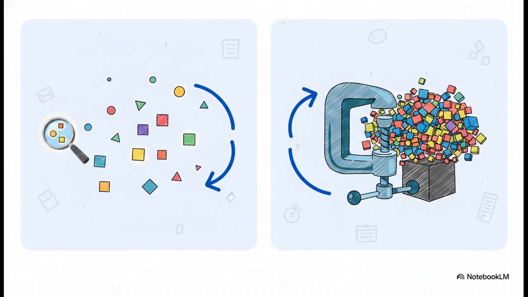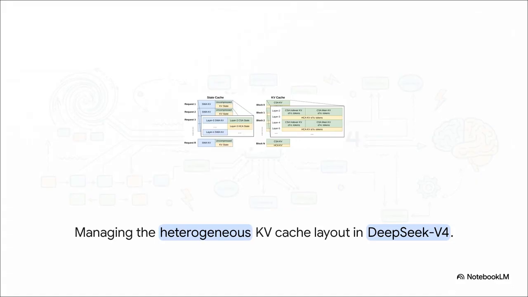By alternating between CSA for those fine details and HCA for global scalability, they make that million token context totally feasible. Now what's really interesting about this is how it affects memory. Because CSA and HCA compress tokens at totally different rates, the KV cache becomes heterogeneous, meaning it's full of different shapes and sizes.